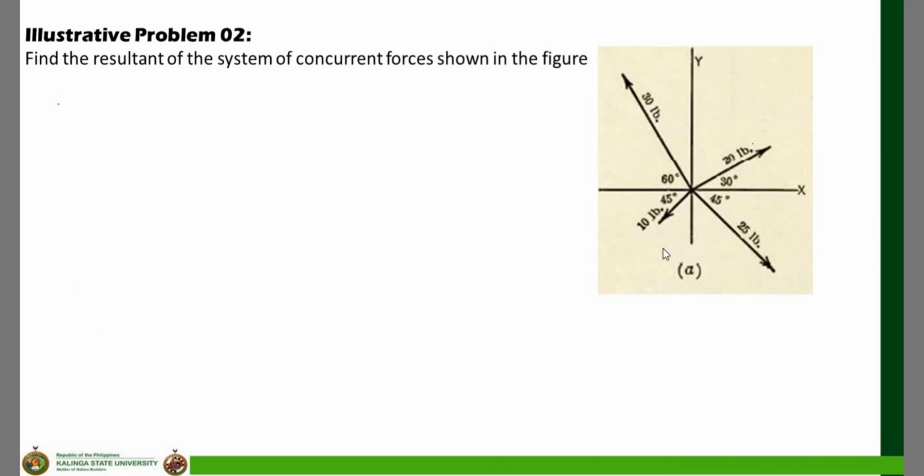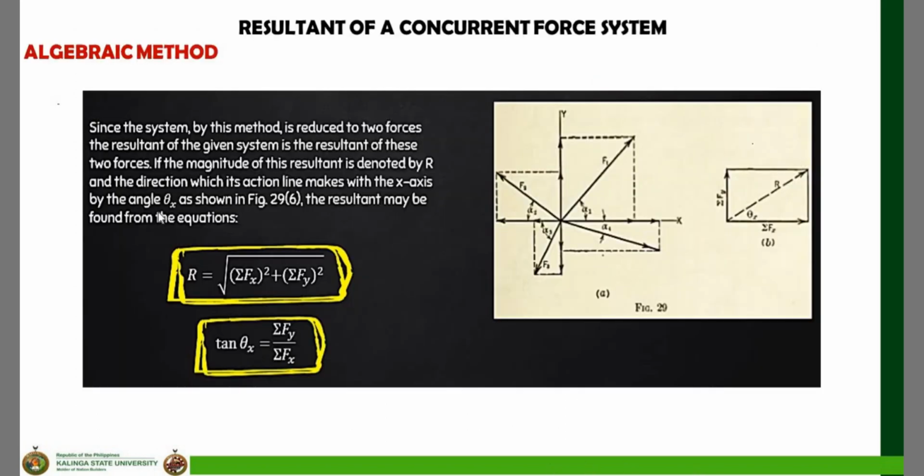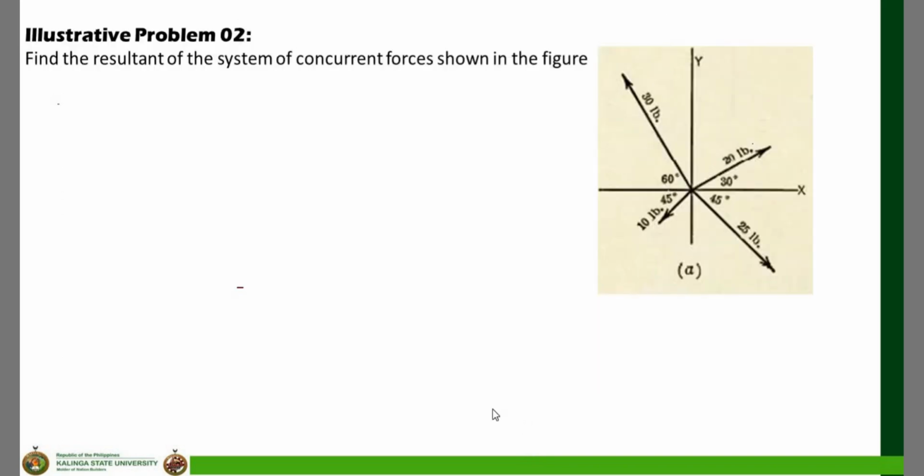For this problem, there are 1, 2, 3, 4 forces. We have 30 pounds, 20 pounds, 25 pounds, and 10 pounds. So, this is our equation for the resultant, that is equal to summation of Fx and summation of Fy. So, using our working equation, kailangan nating isolve yung Fx at Fy ng bawat force.